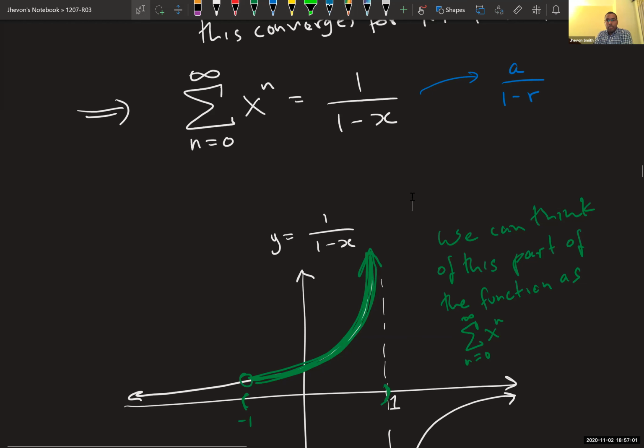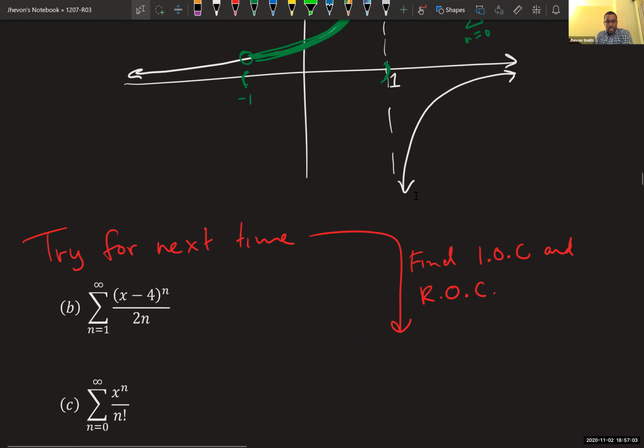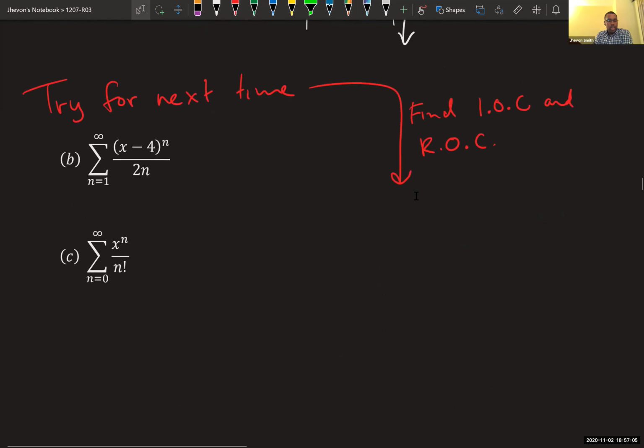We'll pick up with that next time. Try these examples for next time. I'll leave them in the notes, and we will stop there for now.